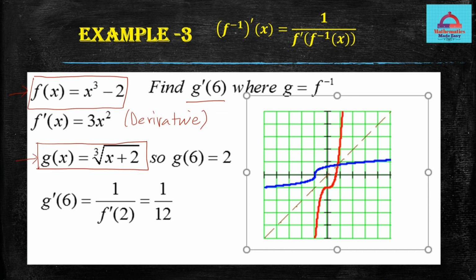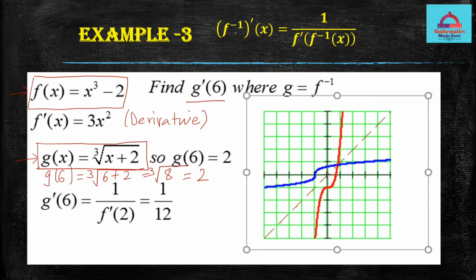Now the point at which we need the derivative is 6. So we are going to substitute here in place of x, 6, to get our value. So that is cube root of 6 plus 2, or cube root of 8, which is equal to 2. So g of 6 we have got. Now we need g prime at the point 6. So if we use the theorem that we have seen in the last slide, then this is going to be the reciprocal, 1 over f prime of 2.